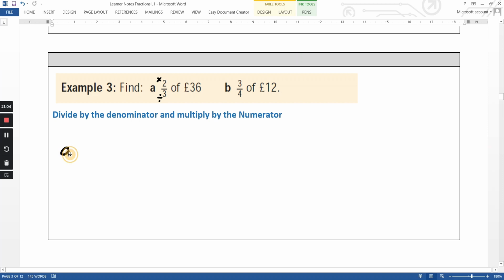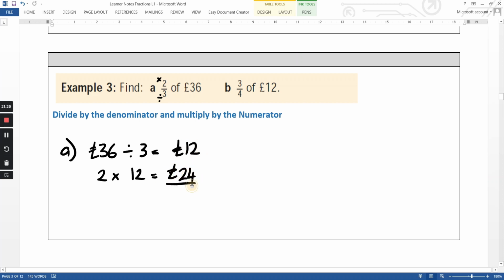So let me show you. If I do £36 divided by 3, that gives me £12. And then I have to times by 2, because at the moment I've only worked out 1/3 here, but I want 2/3. So I'll have to do 2 times the £12 that I got here, which gives me £24 as my answer.